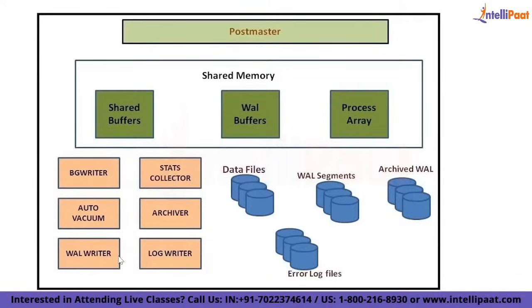When it comes to replication, let's say you want to configure streaming replication in Postgres. Maybe you can see one more process called WAL sender, which is responsible for sending the WALs to the other cluster, where you have the standby database. But that's not a default one. Only when you configure replication will that be started. Next is the process array, which maintains the information of all the processes of Postgres.